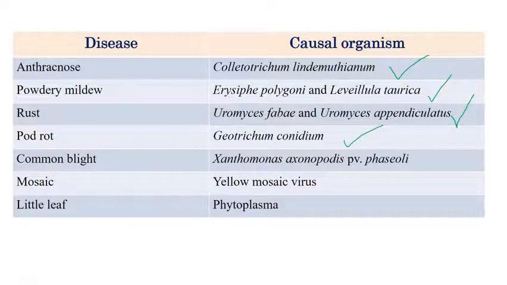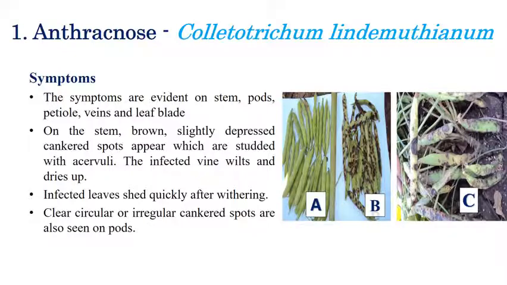Common blight, which is caused by Xanthomonas axonopodis pathovar phaseoli. Mosaic, which is caused by yellow mosaic virus. And finally, little leaf, which is caused by Phytoplasma. Now we'll see in detail about them one by one. The first one is Anthracnose, which is caused by Colletotrichum lindemuthianum.